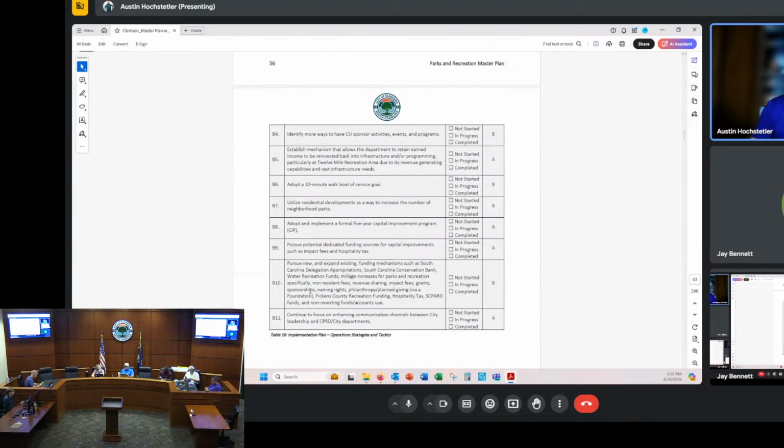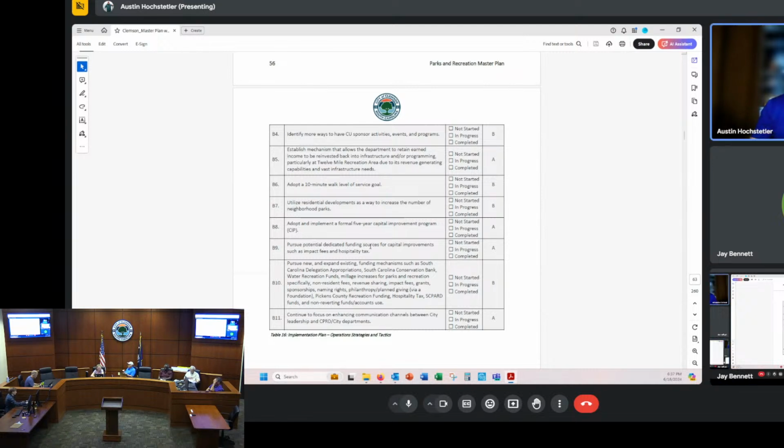Business has 11 strategies, starting with adopting the 10-minute walk level of service goal. I've said a lot about level of service in terms of population-based standards, but our industry is moving towards walkability and access within a 10-minute drive or walk. Walk actually is the goal, so you'll see that verbiage used in the action plan: doing an assessment of the 10-minute walk of your community and moving towards closing those gaps over the lifespan of this plan, and adopting and implementing a formal 5-year capital improvement program that we're presenting here in this document.